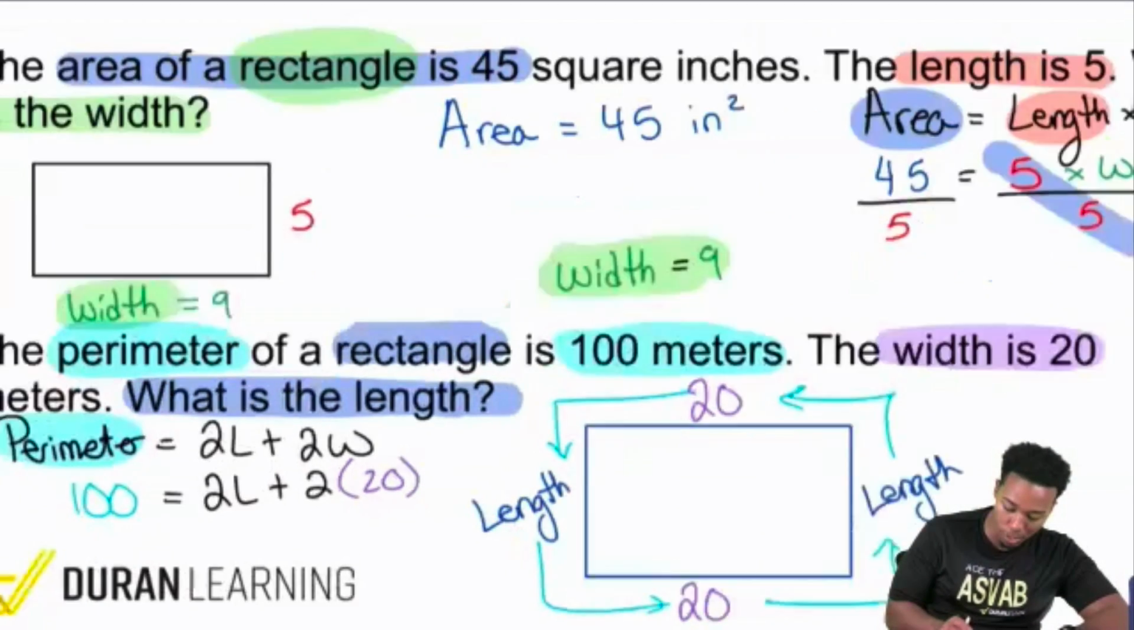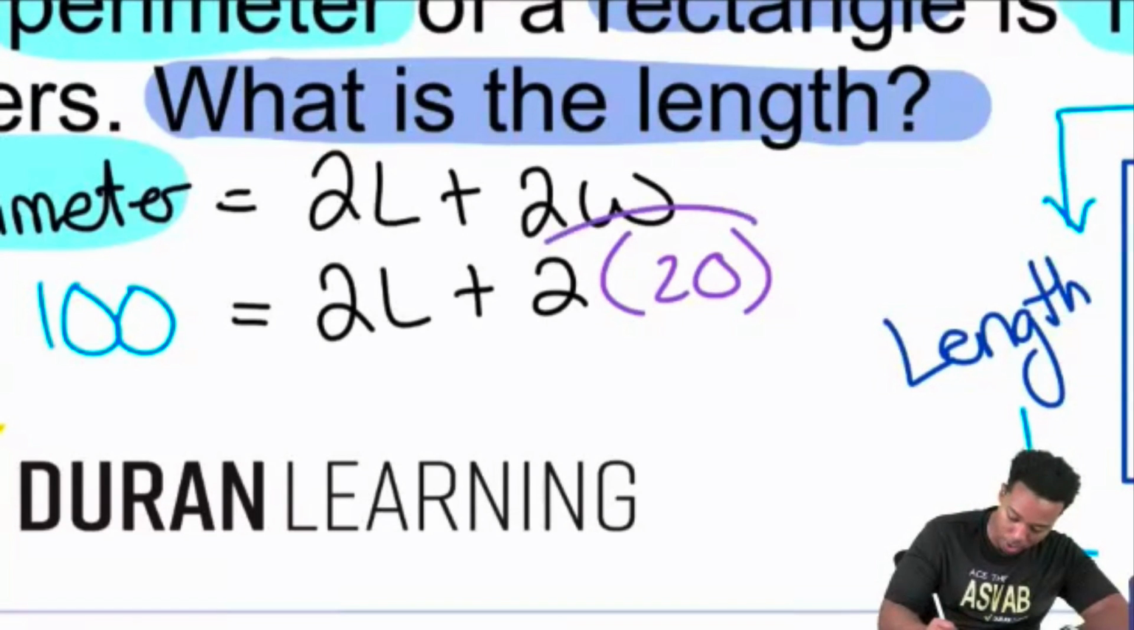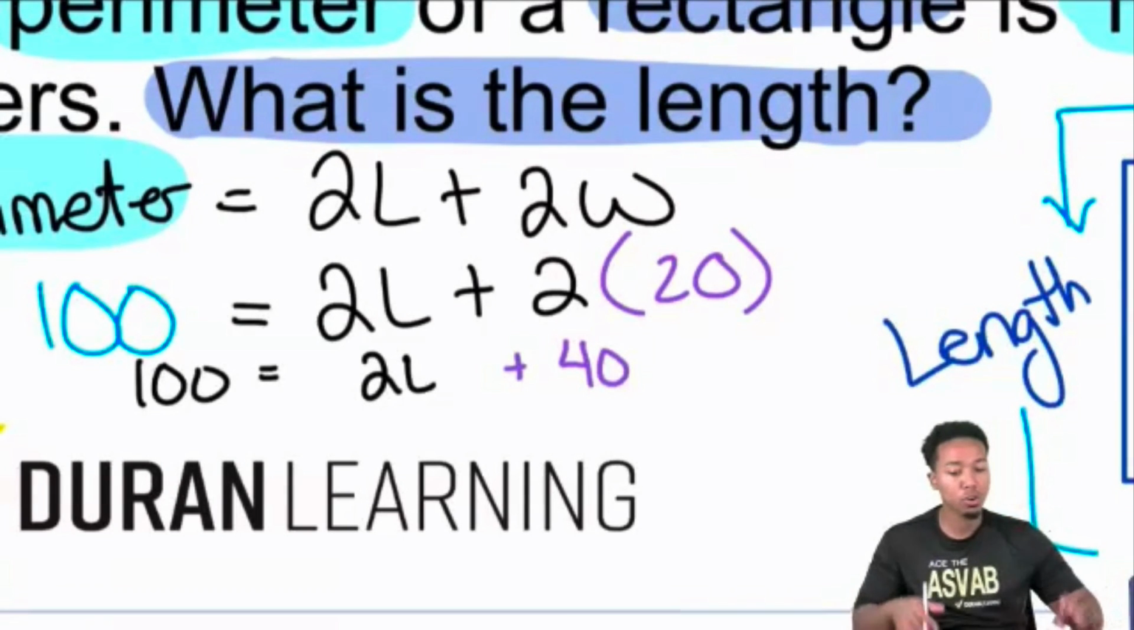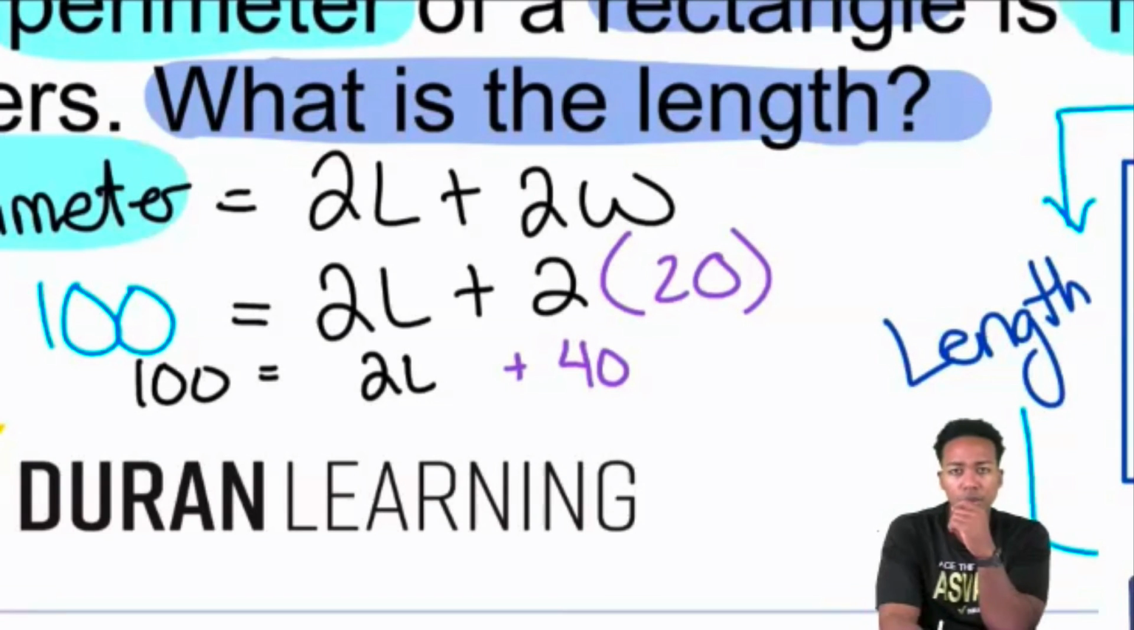So I'm going to zoom in just a little bit here. This part right here, that's going to be 40. Everybody, so far so good. I want to make sure I do a quick check-in with everybody. What we just did was we just filled in the formula. We're looking for the length. We have the width, so we plugged it in. So far so good. Good, because we're going to solve this now.